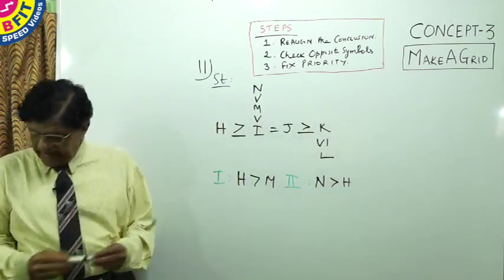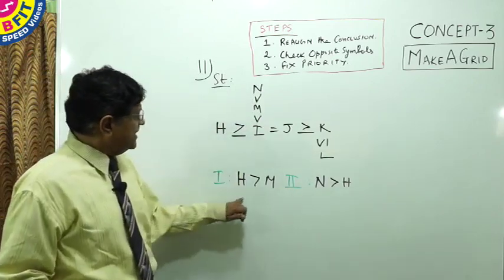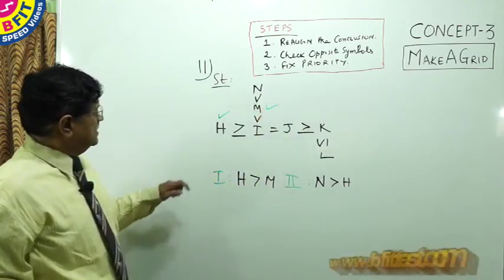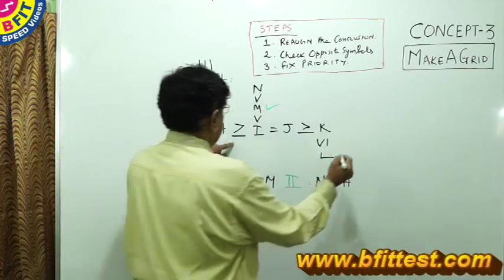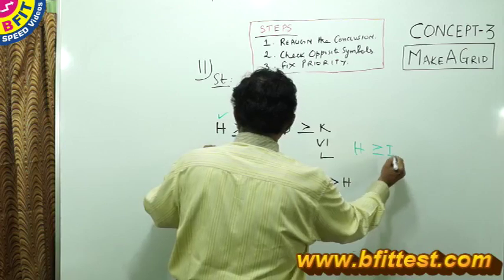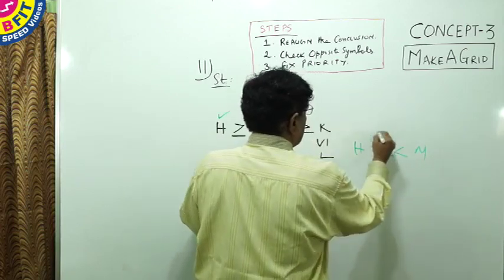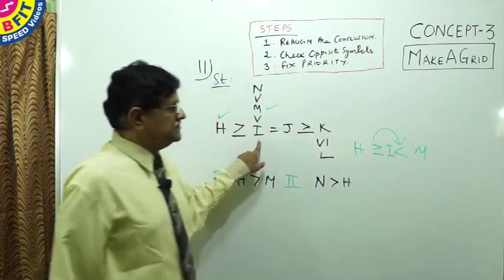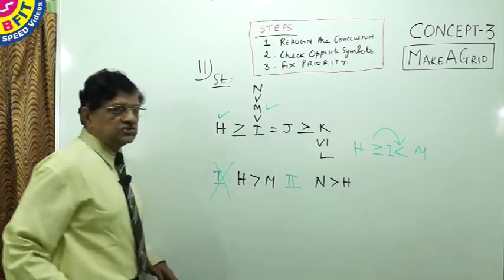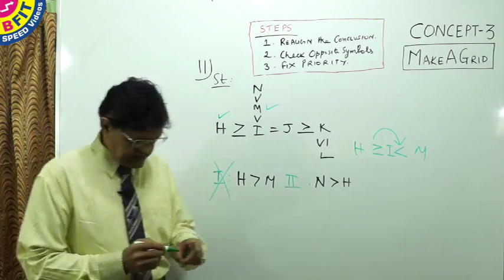Now we have to compare. What are the elements we have to compare? H and M. H is here, M is here. Now we will write the connection. H is greater than or equal to I is less than M. So there are conflicting symbols. So no conclusion is possible. So conclusion 1 is false. Let us go to the second conclusion.